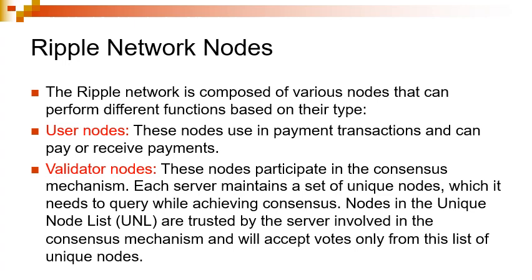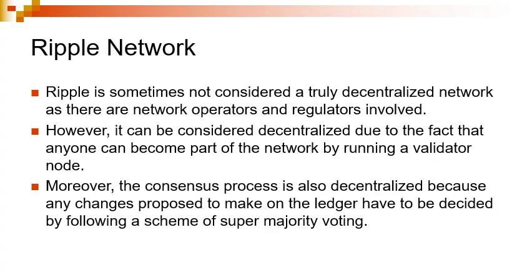The consensus mechanism is based on the concept of majority voting, and the server maintains the list of unique nodes. Only these unique nodes can vote, because the server trusts these nodes, and these nodes are involved in the consensus mechanism. The server will accept the votes from the unique nodes, and if a certain number of votes are received, then that transaction is finalized in the Ripple network.